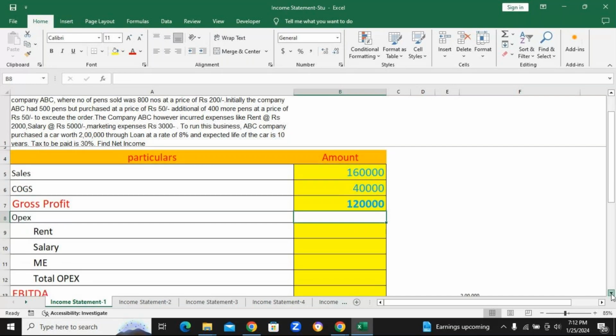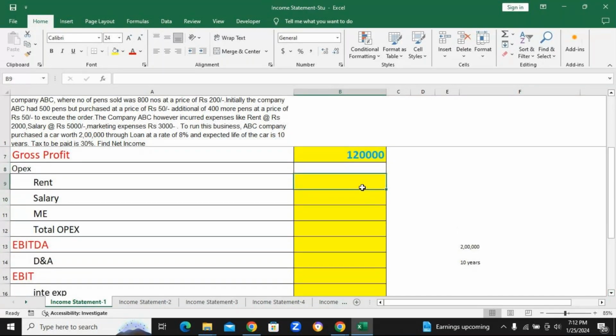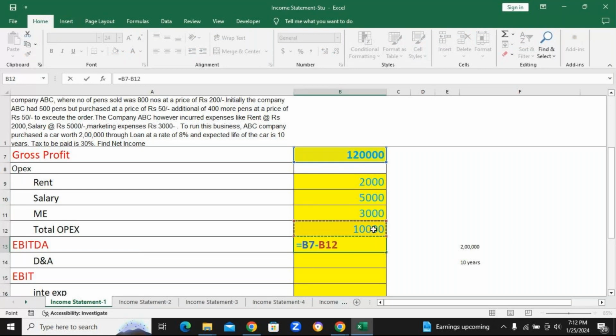So now next one is rent. So rent amount they are telling is 2,000 rupees. Salary is 5,000 rupees. Then marketing expenses, that is 3,000 rupees. Then total operating expenses, I'll add this. Now in order to know the EBITDA, equals 1,20,000 minus 10,000, that is 1,10,000 rupees before any interest, tax, depreciation, amortization, anything, it is this much.